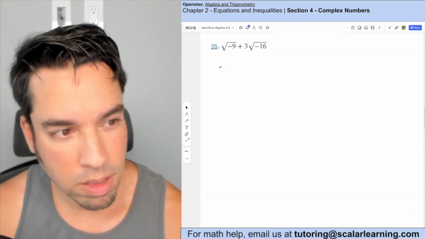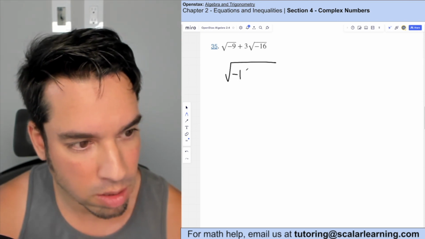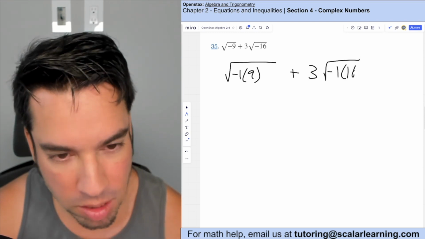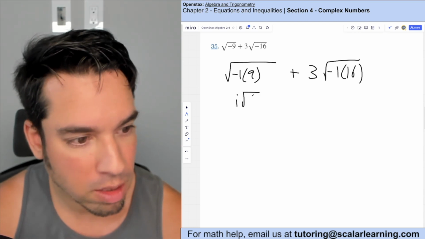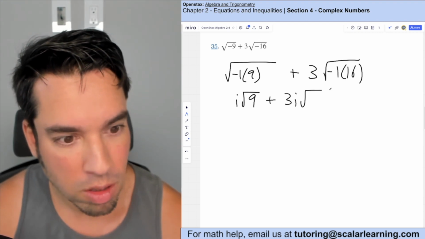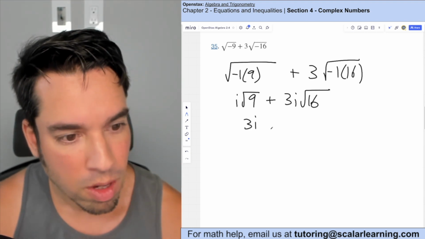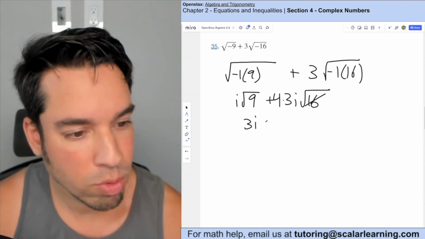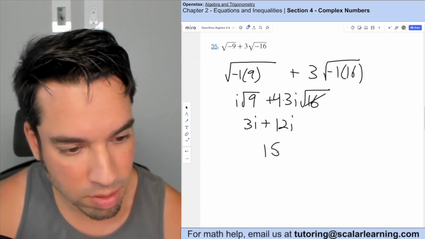Done. Here we're going to simplify as much as possible. So first I'm going to rewrite negative 9 as negative 1 times 9. I'm going to do the same with 16. The reason why I'm doing this is because now I can take the square root of negative 1, which is i. So I got i square root of 9 plus 3i, the square root of negative 1 times, or 3i times the square root of 16. Then what is the square root of 9? It's 3. And what is the square root of 16? That's 4. So remember, when the 4 comes out, it multiplies that 3 in front, so it becomes 12i. And then 3i plus 12i is 15i.